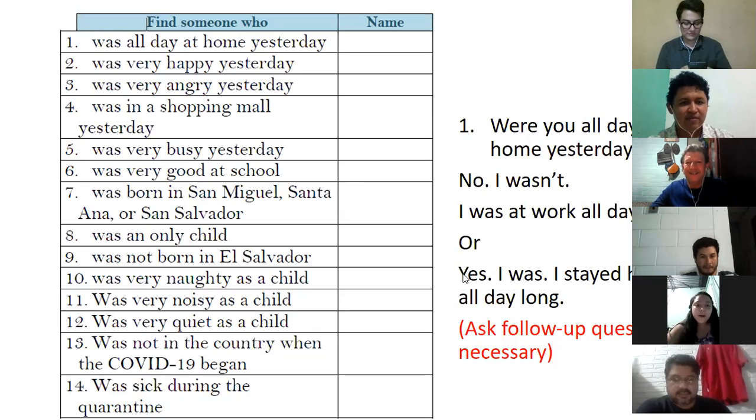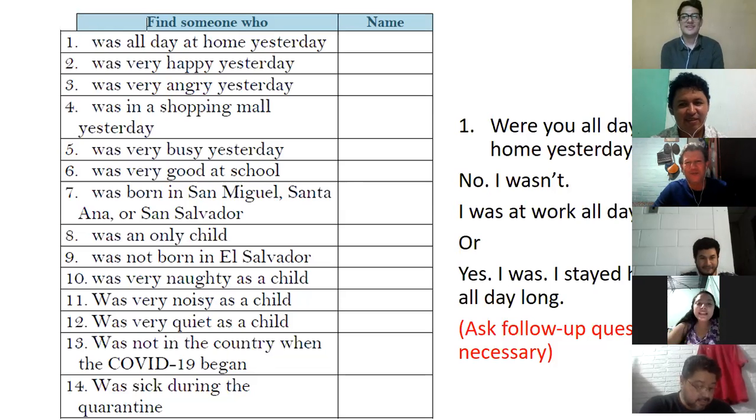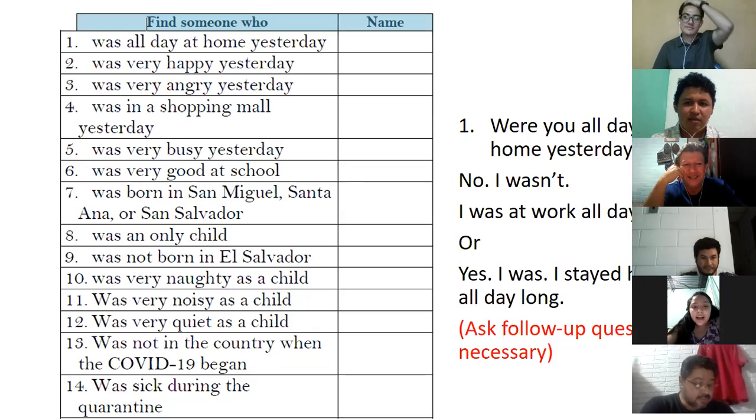I don't know who was the only child. I don't have who was not born in El Salvador. I was very, very naughty as a child. I too was very noisy as a child. Luis was very quiet as a child. And Carla too. Okay.